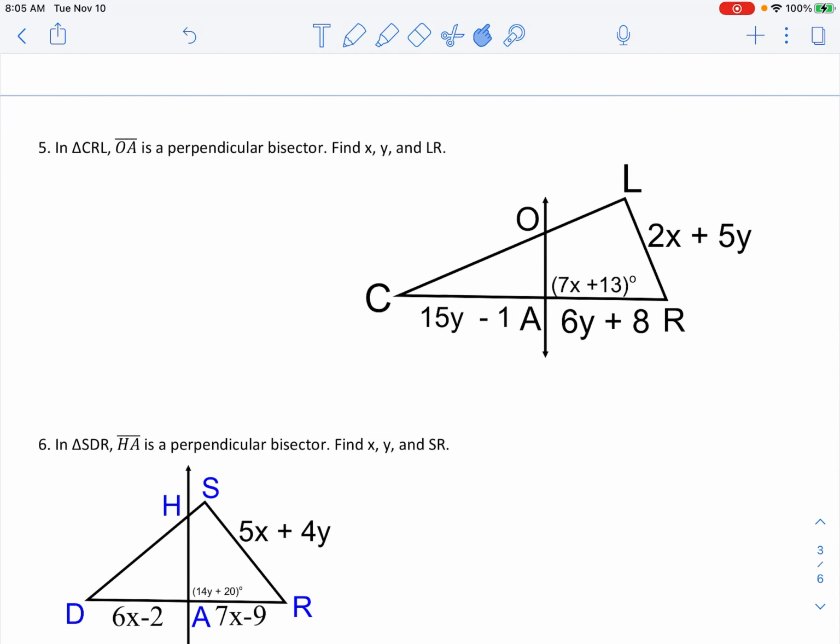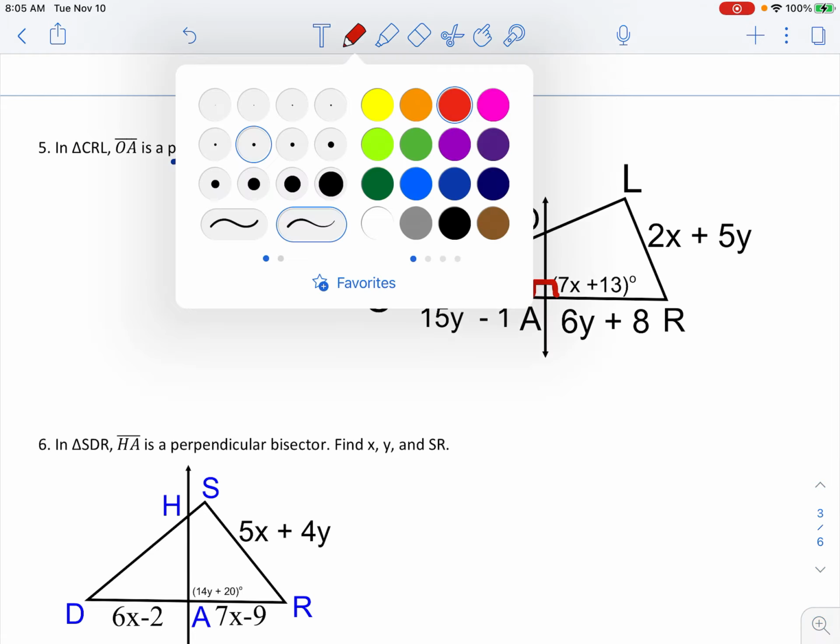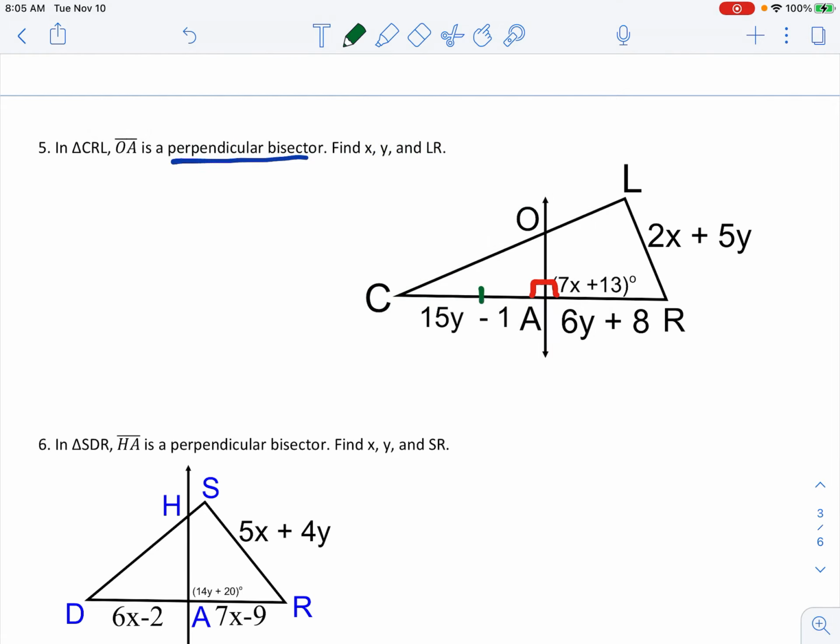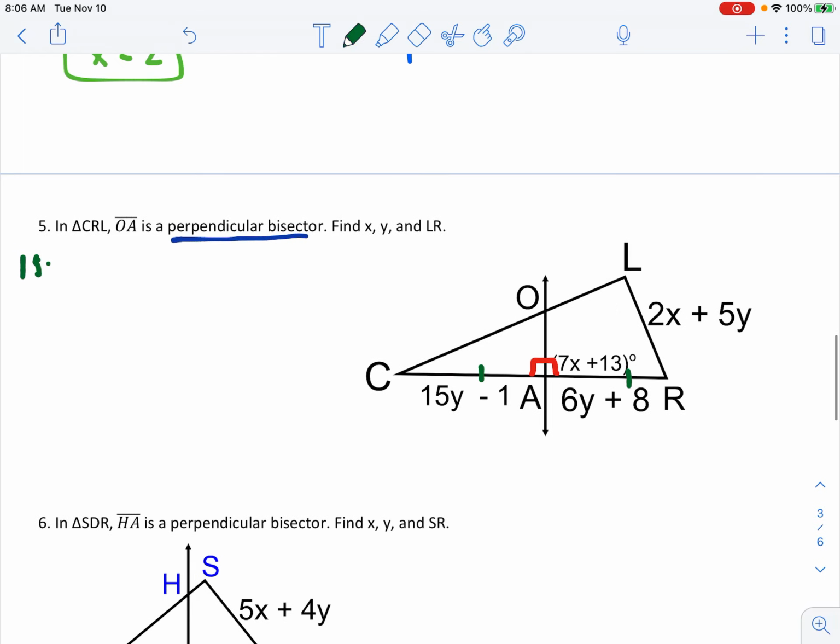For this question, we're going to find x and y, and then we'll try to go back and plug it in for LR on the side if we have room. Now, keyword is perpendicular bisector. Perpendicular bisector does two things. It forms 90-degree angles by where it touches, and it splits it into two congruent parts. So I'm going to be doing two separate equations here. To find y, I'm going to take 15y minus 1 and set it equal to 6y plus 8.